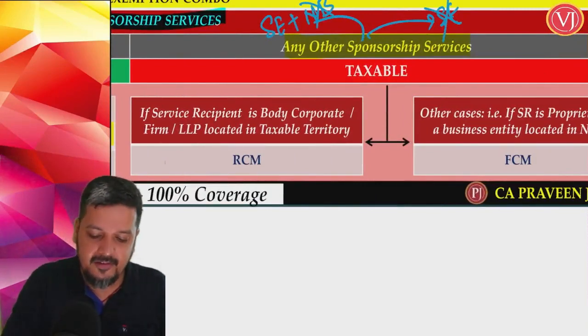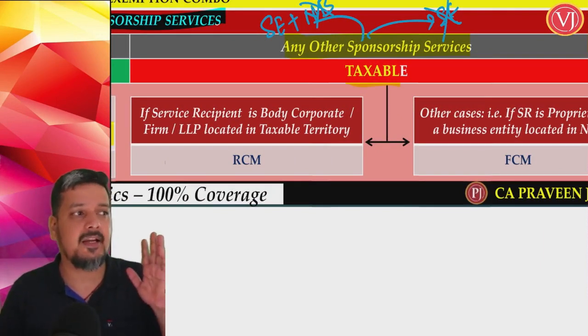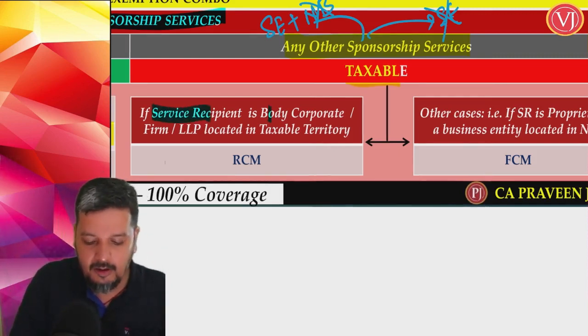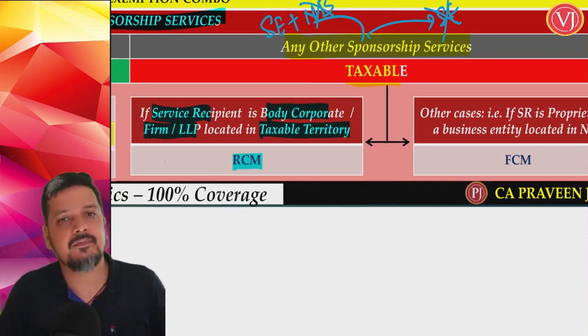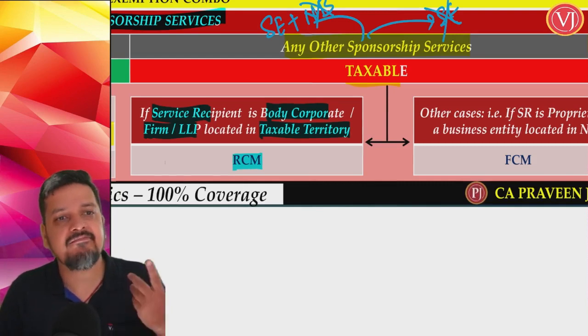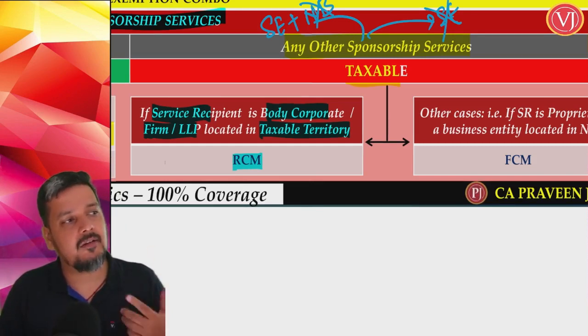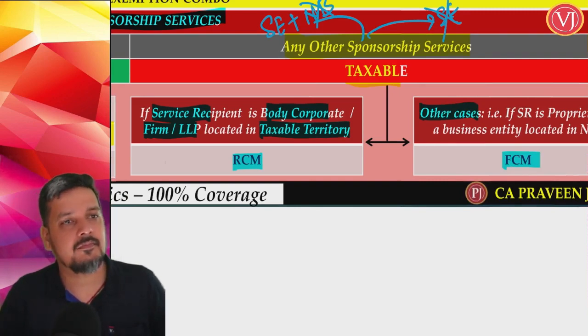And by the way, when it is taxable, be very clear that it is under RCM. The supplier can be any person. Who should be the supplier? Anyone. Who should be the recipient? A partnership firm, LLP or body corporate in India: RCM. Any other category: FCM.